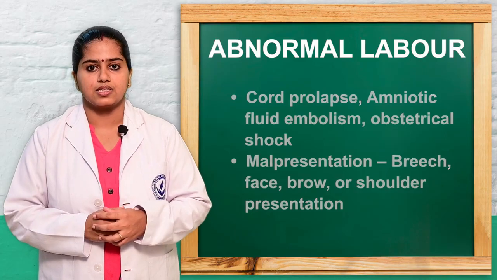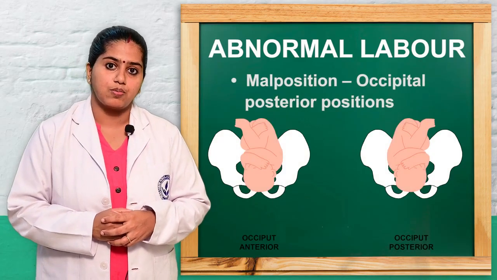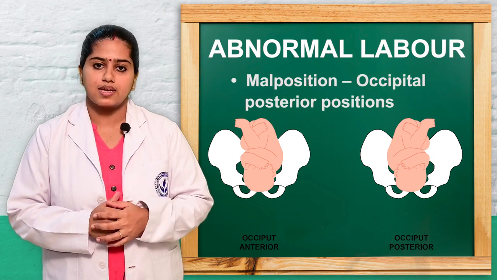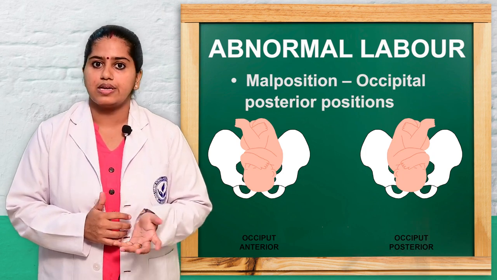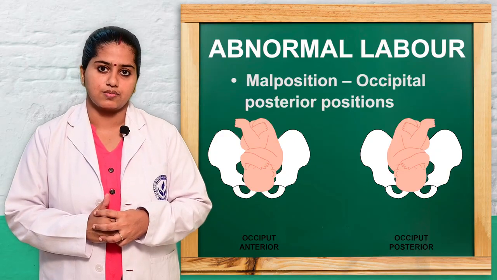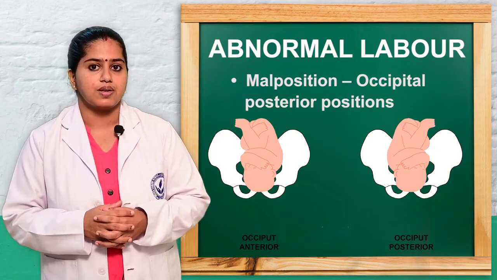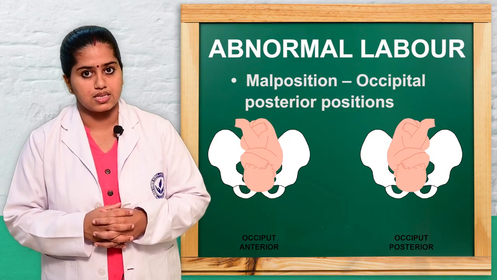So, malpresentations, if you see, are breech presentation, face presentation, brow presentation, shoulder presentation. Malposition, what is meant by malposition? The occiput lies in the posterior part of the pelvis, that is the sacroiliac joint or directly to the sacrum. So, here long rotation has to be there, deep transverse arrest will be there, persistent occipito-posterior position.